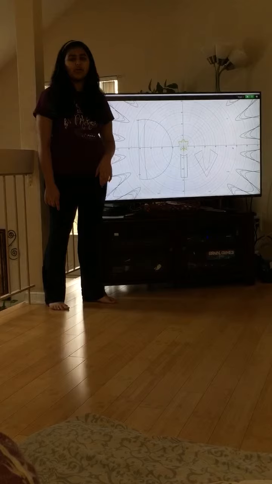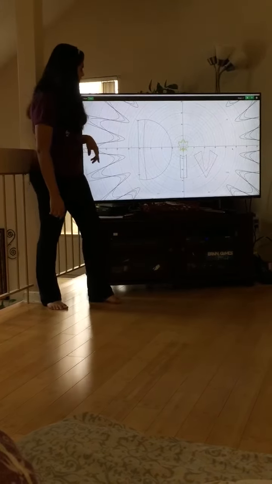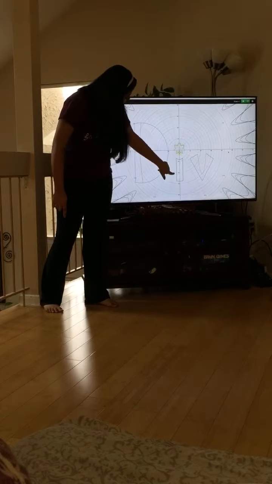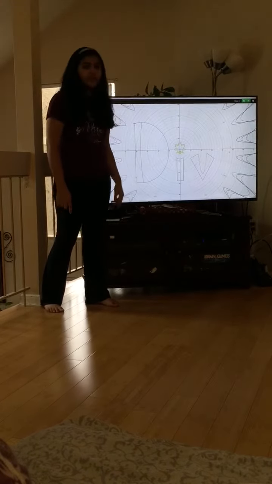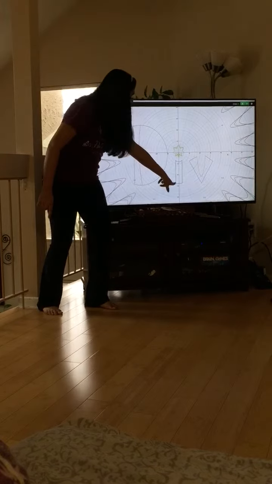For my I, I incorporated two circles. Both of them are restricted. The first restricted circle connects these two vertical lines from the top, and the second one connects the same two vertical lines but from the bottom over here.